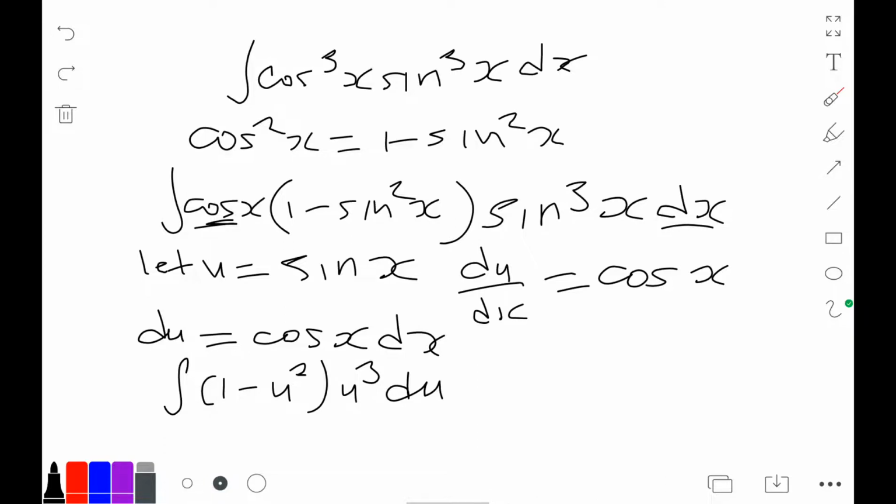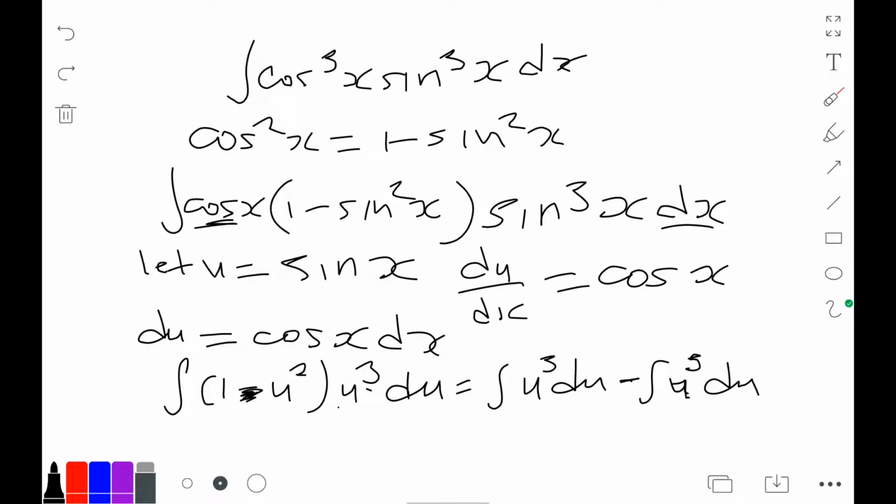It's very easy. Now you can see we can just say this is equal to the integral of u, you multiply this one by u, it's going to be u cubed du, minus, sorry, this is minus here, we multiply by this, you can separate them. This is minus here, don't forget, is u to the power what? u to the power 5. 3 plus 2 is 5. u to the power 5 du.